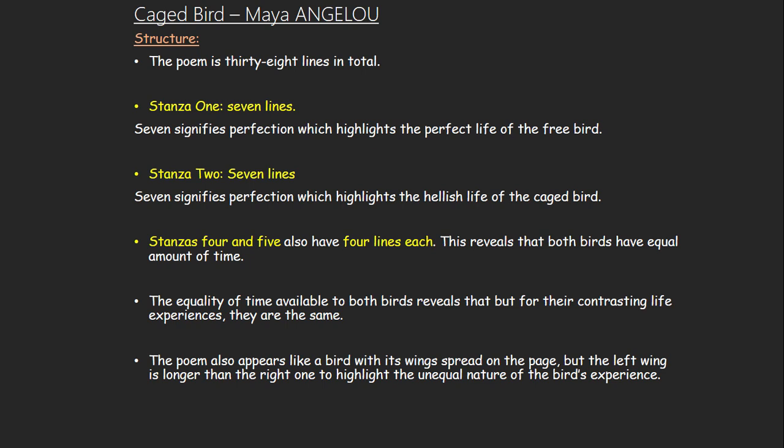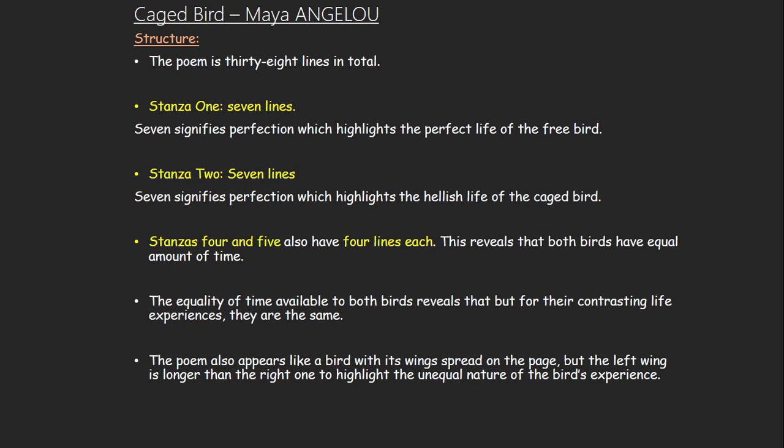Stanzas 4 and 5 also have 4 lines. This reveals that both birds have an equal amount of time. I think it can be like 4 weeks, or 7 times 4, that could be the idea that maybe Angelou is trying to present. But the key thing that Angelou is trying to reveal to the reader is that in terms of time, both birds have an equal amount of time, because time is something that is given by God.